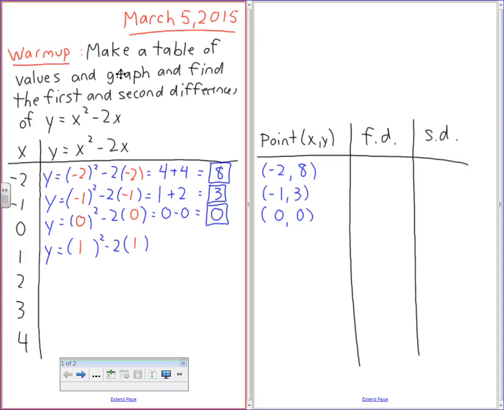All right, Aiden at the front, I'm going to pick on you. What is 1 squared, please? 1, good. And then -2 times 1 is going to be? -2, good. So which is -1. Good.